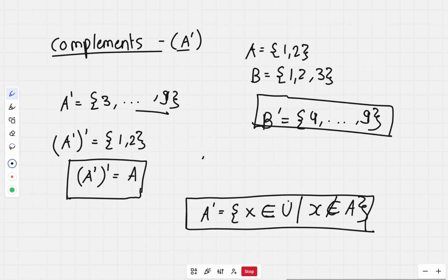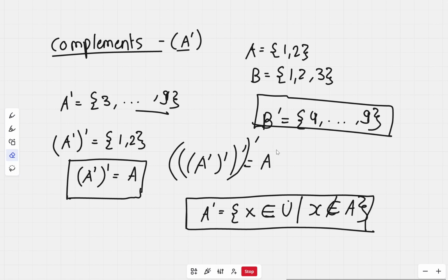And this can go on. If, for example, I write it like this, then it's basically again A complement, and if we do it once again, then it's again A. So an even number of complements on A is equal to A, and an odd number of complements on A is equal to A complement. Alright, this was an important relationship. Now we'll go on to solve some questions I have prepared.